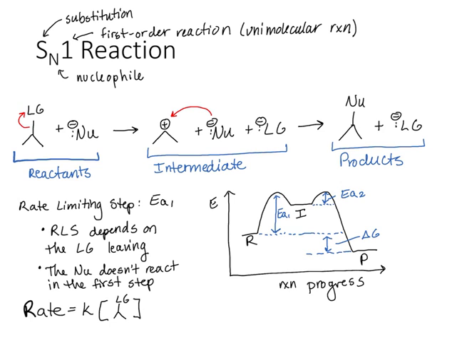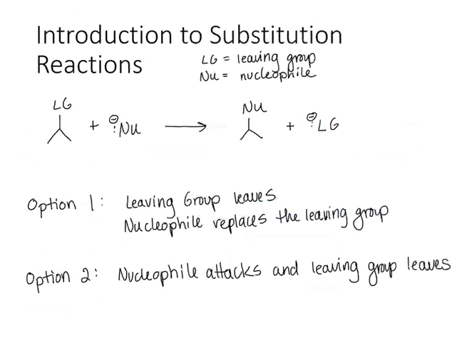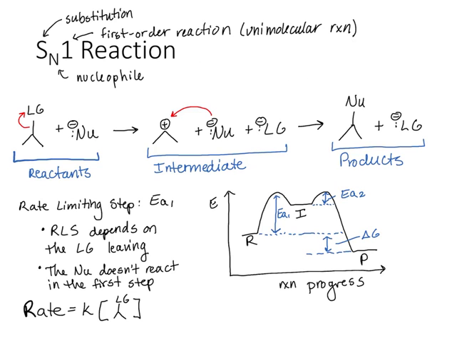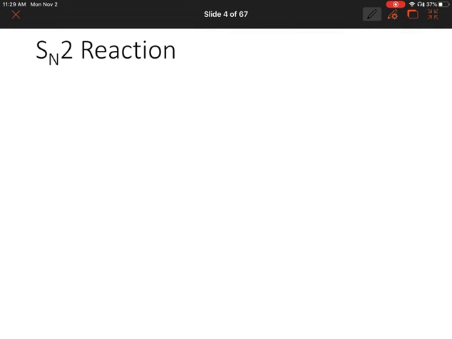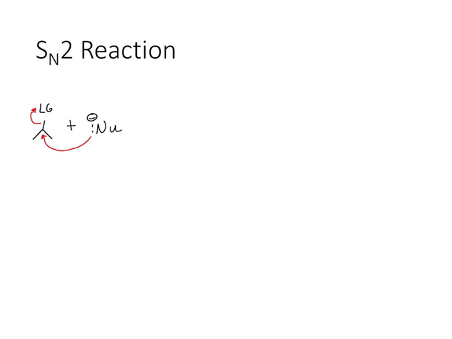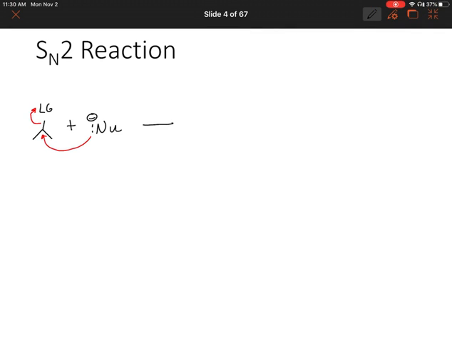All right, so now let's look at option 2. So in option 2, this is a one-step process where the nucleophile attacks and the leaving group leaves. So that's going to be our SN2 reaction. Okay, so in SN2, we have the same reactants, let's say, but this time the nucleophile is going to attack the carbon that the leaving group is bonded to, and then the leaving group leaves as a result, because otherwise we'd have a pentavalent carbon. So then the nucleophile replaces the leaving group, and we end up with our leaving group with a negative charge.